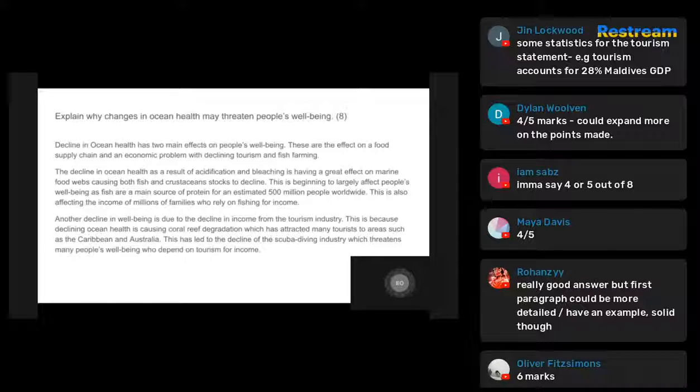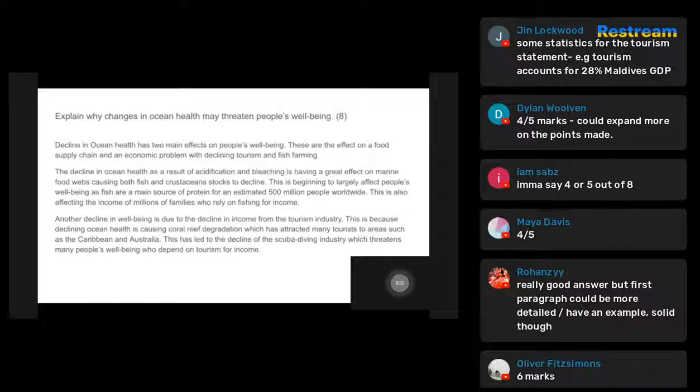The decline in ocean health as a result of acidification and bleaching is having an effect on marine food webs, causing both fish and crustacean stocks to decline. It's a valid point to make. This is beginning to largely affect people's well-being, as fish are a main source of protein for an estimated 500 million people worldwide. This is also affecting the incomes of millions of families who rely on fishing for income. So in this paragraph, the candidate certainly talked about acidification and bleaching being an issue, talked about how many people are affected by lower fish stocks.